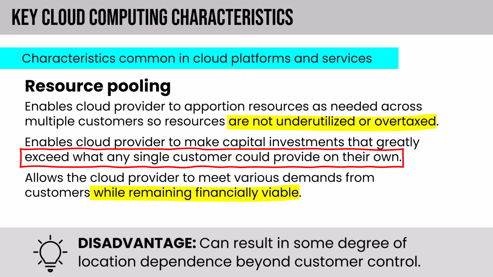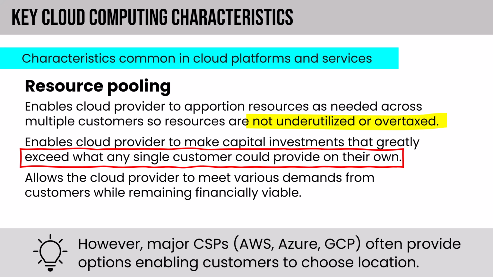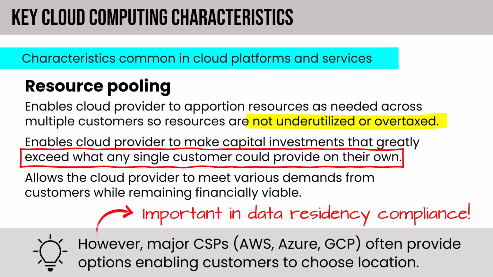One of the downsides here is this can result in some degree of location dependence that's beyond the customer's control. However, most of your major CSPs, and I'm talking about AWS, Azure, and Google Cloud Platform off the top of my head, do generally provide flexible options enabling customers to choose location even in their SaaS offerings. And the ability for a customer to choose location can be very important in data residency compliance. So if our data needs to reside in a particular country, as would be true in Germany and potentially in the EU with GDPR, that flexibility to choose where data resides in particular is one that is top of mind.